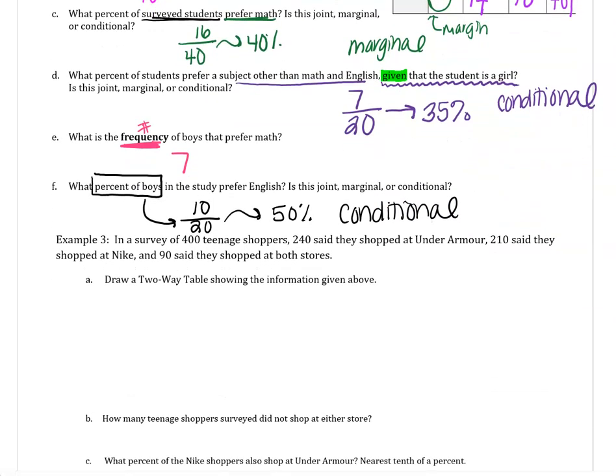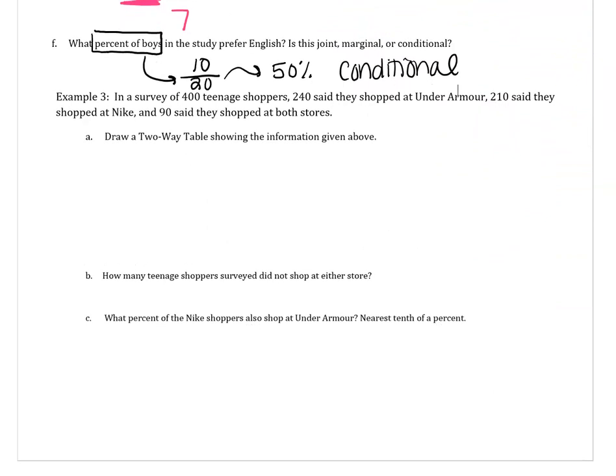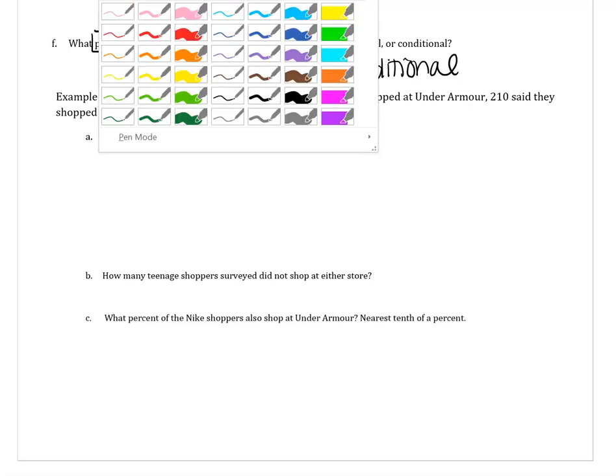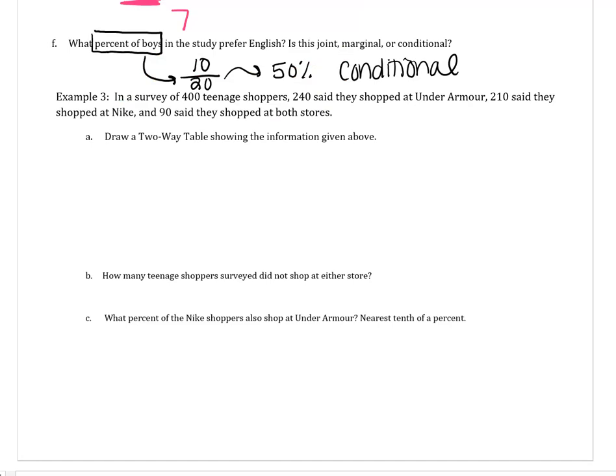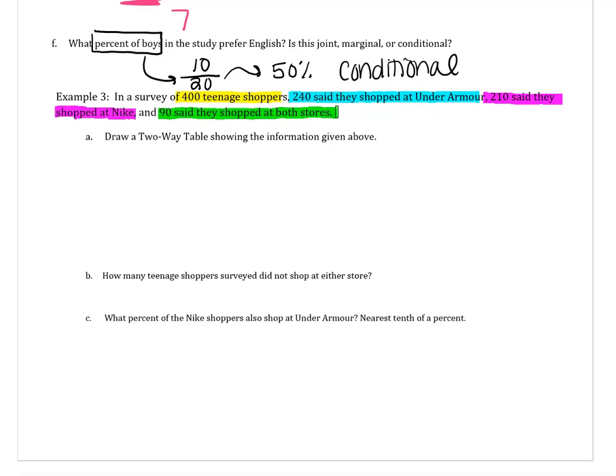Okay, moving on to our last section here, our last question. You'll notice I'm not giving you a two-way table. We're actually going to draw one based on the information given. Okay, so it says, in a survey of 400 teenage shoppers, 240 said they shopped at Under Armour, 210 said they shopped at Nike, and 90 said they shopped at both stores. Okay, so we got two things that we're really looking at here. We're looking at shopping at Nike versus shopping at Under Armour.